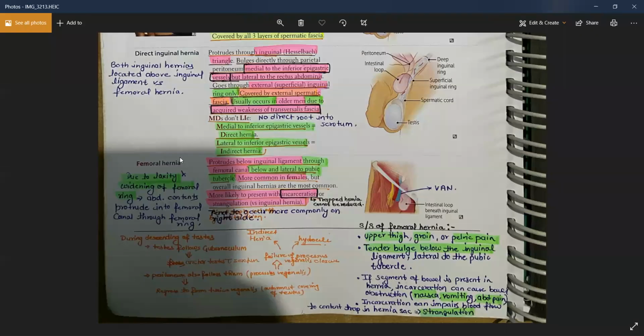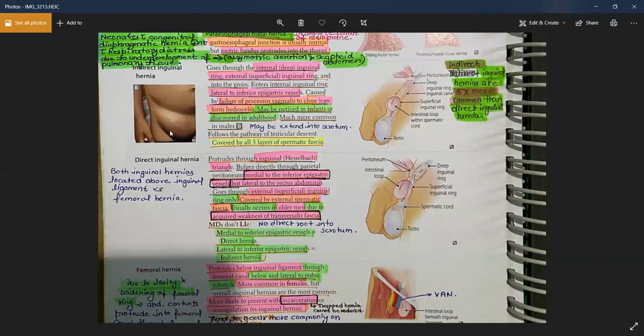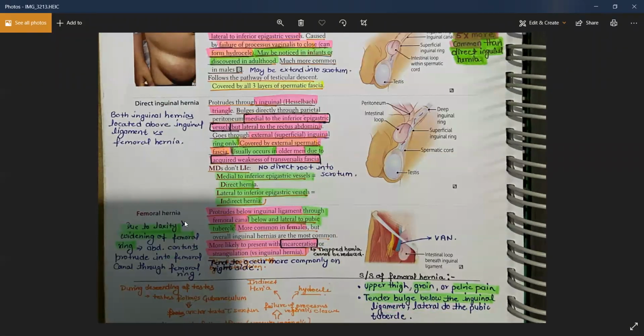Then comes the femoral hernia, which is more common in women than in men. Overall, inguinal hernias are more common in both males and females, but females have femoral hernias more than males. It is a protrusion below the inguinal ligament. See, the protrusion in the direct and indirect inguinal hernia is above the inguinal ligament, but in a femoral hernia, this protrusion is below the inguinal ligament.